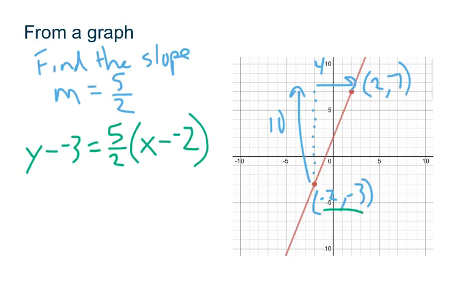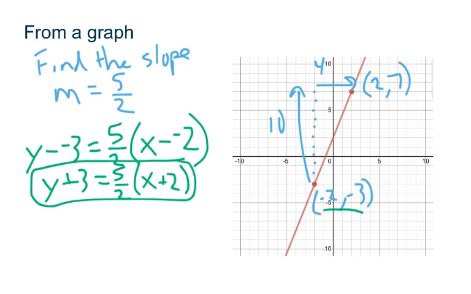Because now I see all those double negatives and I realize I have to go y plus 3 equals 5 over 2 times x plus 2. And so this is a perfectly acceptable answer. I wrote the equation based off of that point right there.